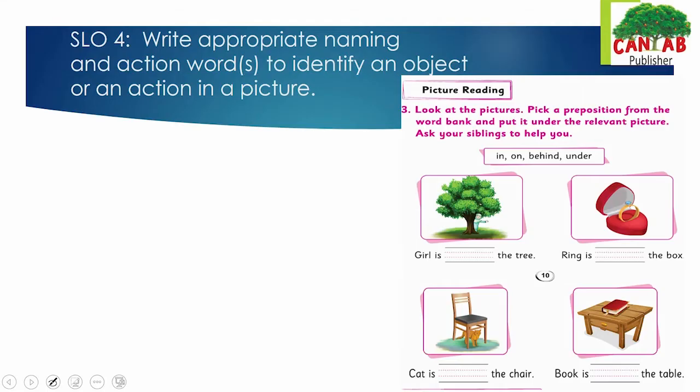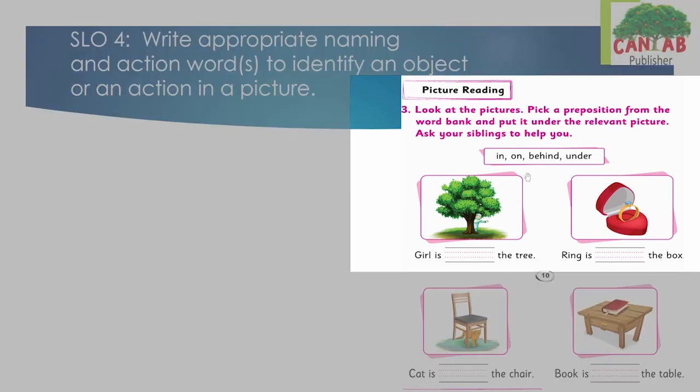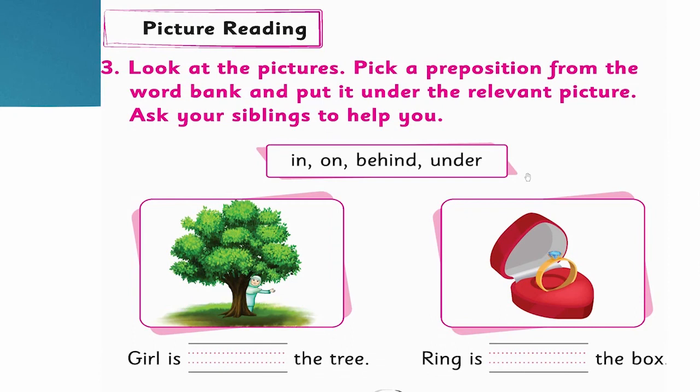Once you're done, we'll try to attempt the workbook page ourselves here right now in the class. Let me zoom the page number again for you. It's page number 10 of the workbook as mentioned earlier. If you remember in the beginning, I told you we will be doing some picture reading. And now it's time for the picture reading section. Look at the pictures, pick a preposition from the word bank and put it under the relevant picture. Ask your siblings to help you if they're around you, else this lesson is good enough that you can try to attempt it on your own.